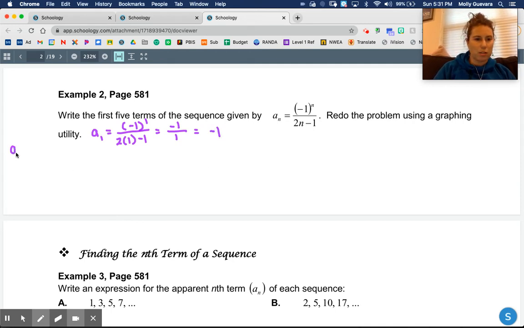Maybe we make a little list over here. A sub 1 is negative 1. Okay, a sub 2 gets me negative 1 squared over 2 times 2 minus 1. Negative 1 squared is positive 1. 2 times 2 is 4, minus 1 is 3, so I get 1/3. So my second term is 1/3.